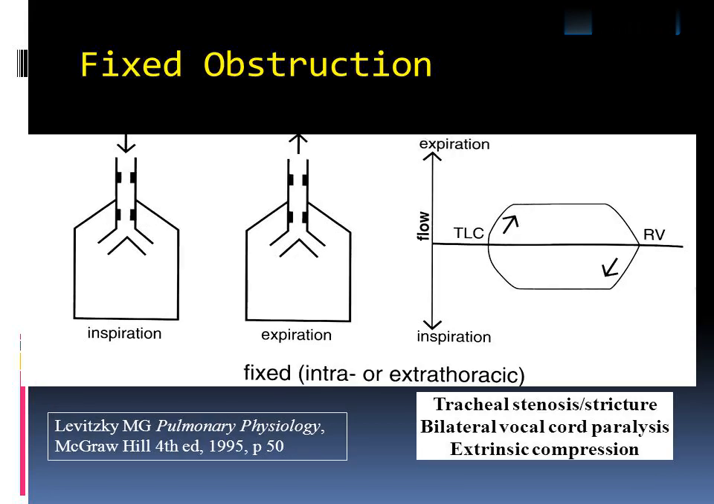Fixed obstruction: tracheal stenosis or stricture, bilateral vocal cord paralysis, extrinsic compression. Levitsky M.G. Pulmonary Physiology, McGraw-Hill, 4th ed., 1995, p. 50.